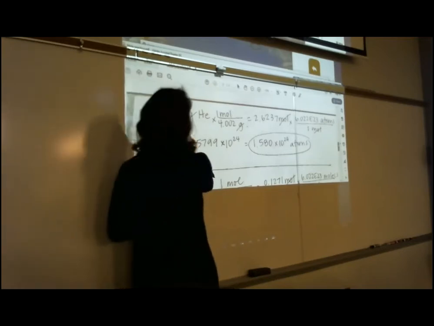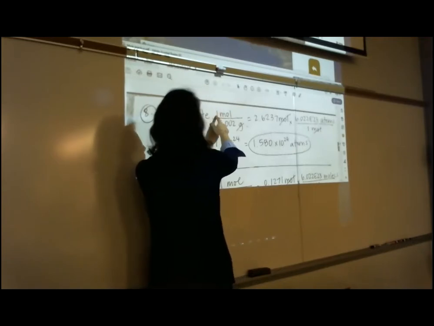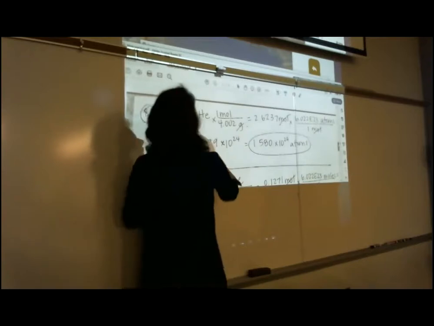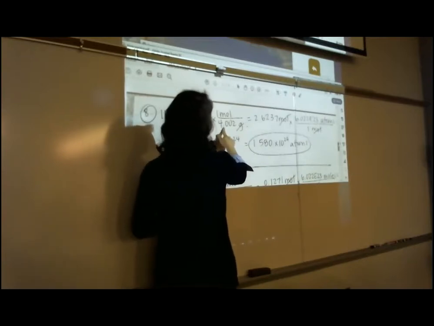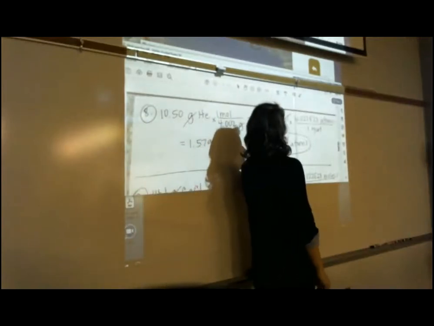So 10.5 grams, I have to go grams to moles first, right? I can't go straight from grams to atoms. There's no conversion factor that would allow me to do that. So the molar mass of helium is 4.002 grams to moles. There's my number in moles.